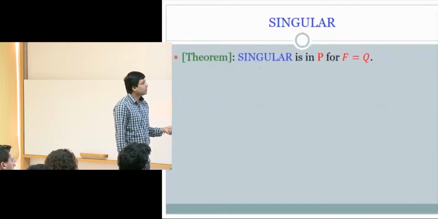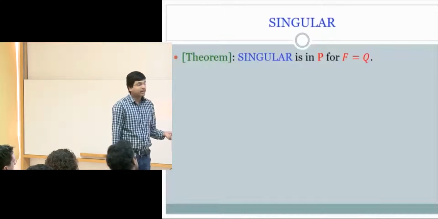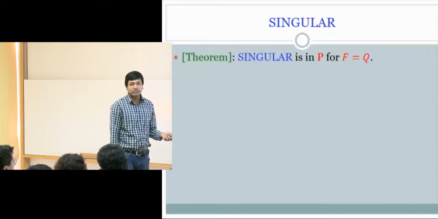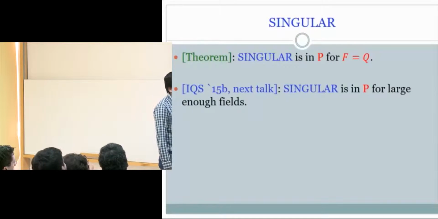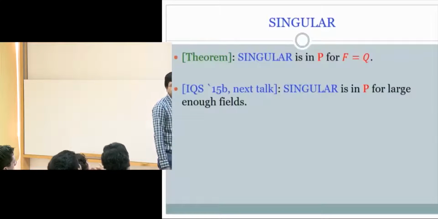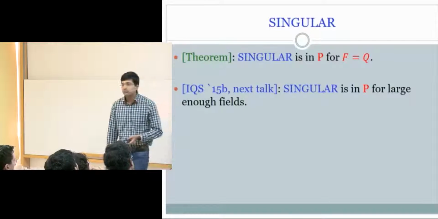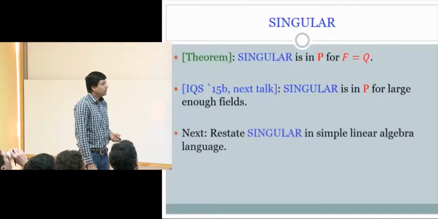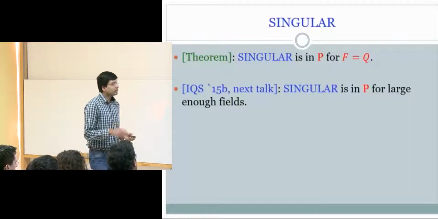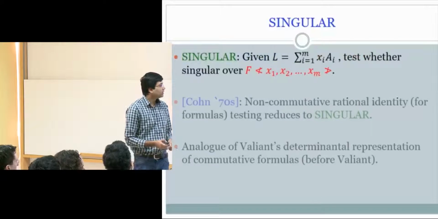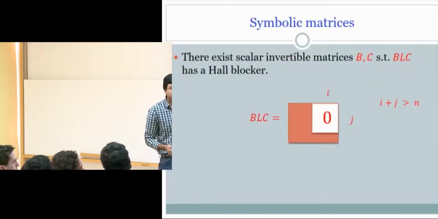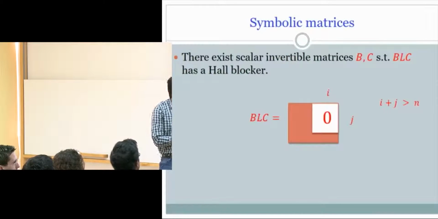So this is the problem, and we prove that singular is in polynomial time when the underlying field is the rational numbers. Then in the next talk, KV will talk about the result that singular is in P for all large enough fields. Any questions? We have this characterization of singular, and we can check this condition in polynomial time.